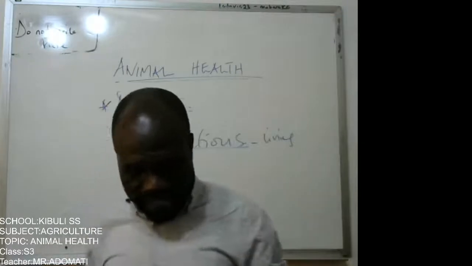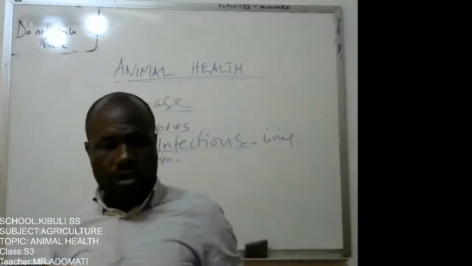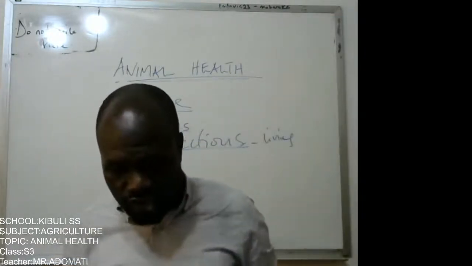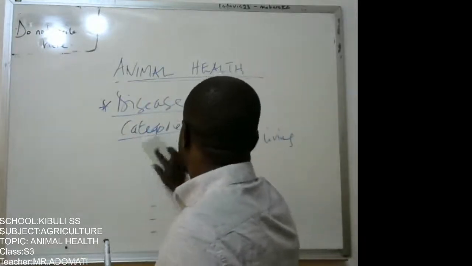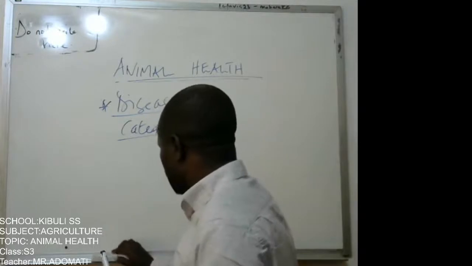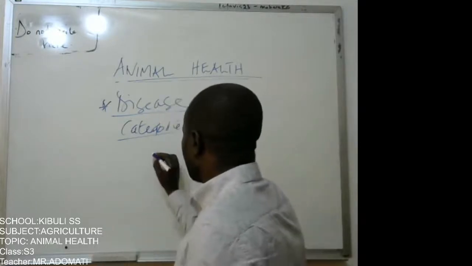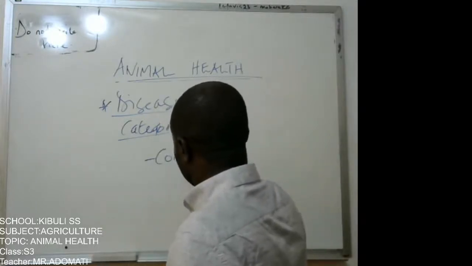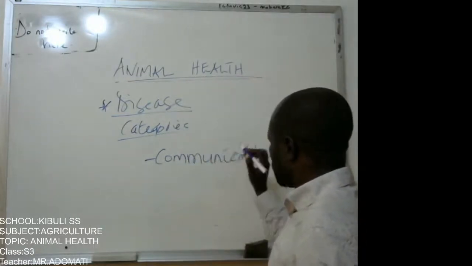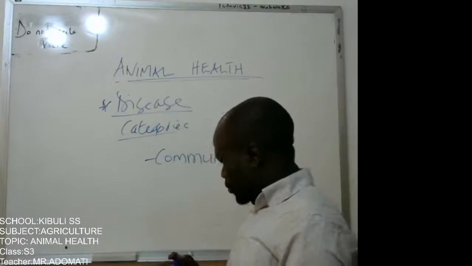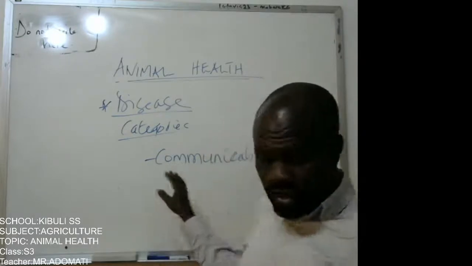Then we have category three of these livestock diseases. They are those we call communicable. They are the livestock diseases that are called communicable diseases. One, infectious. Two, non-infectious. Three, communicable.